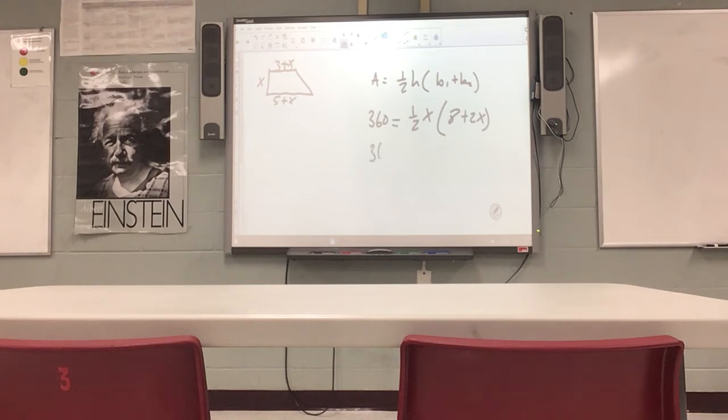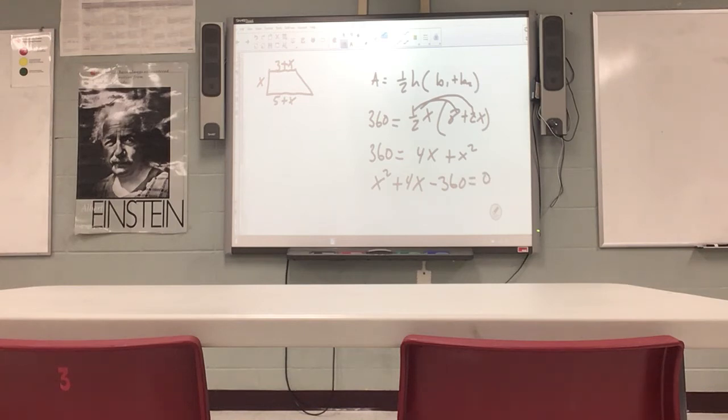So let's do that. 360 is equal to a half X times 8 is 4X, and a half X times 2 is 1X squared. Okay, so is that in standard form? No. Ax squared, so I want to put my x squared first, plus bx plus c. So what do I do to that 360 to get it over there? Make it negative. So now there's your quadratic in standard form.